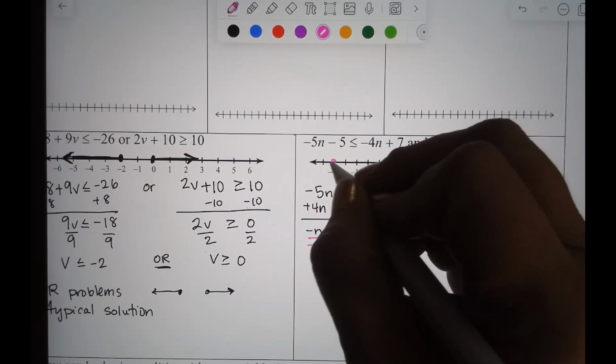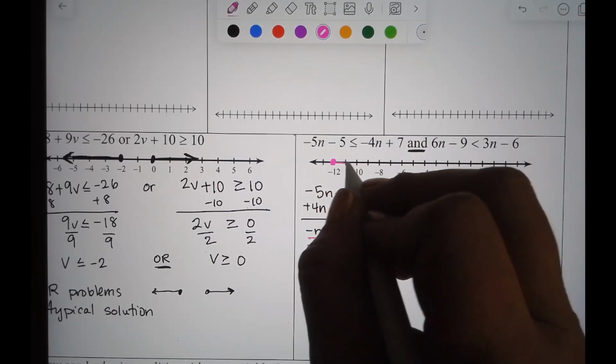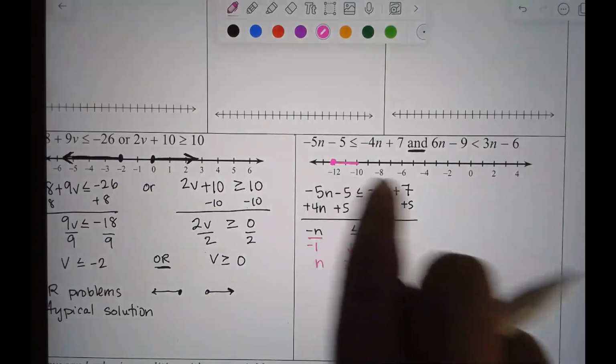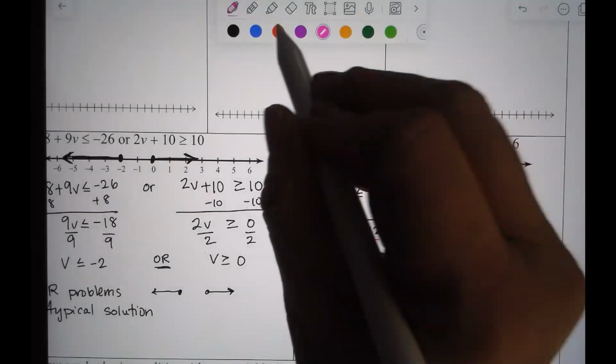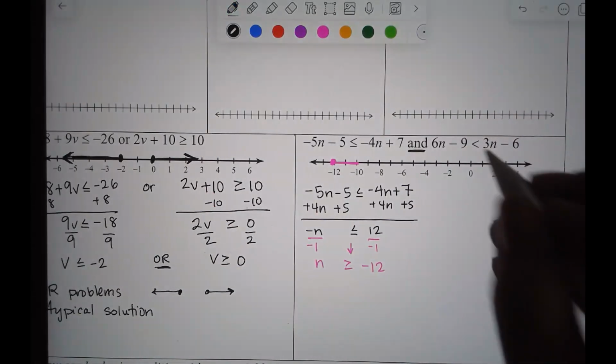Now, I'm going to put a closed circle, and I'm not going to put an arrow. I'm just going to put that this is going in that direction. So it's headed that way. We're going to be looking for the overlap because that says and. Okay, then we're going to do this problem.